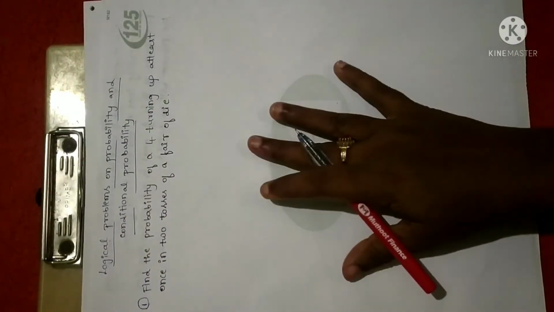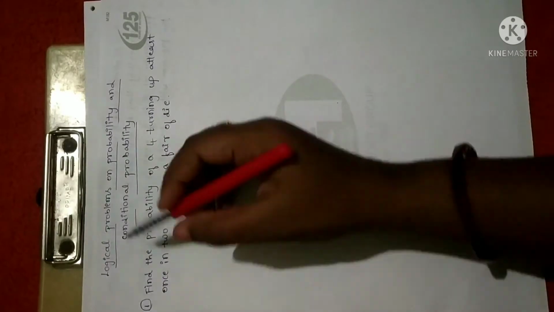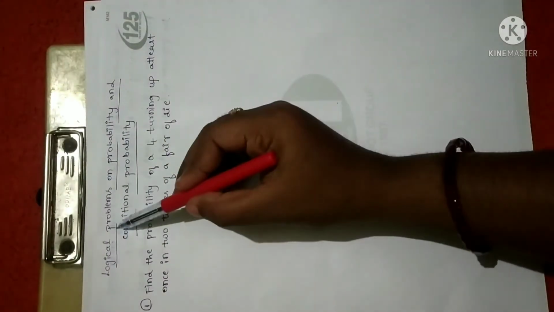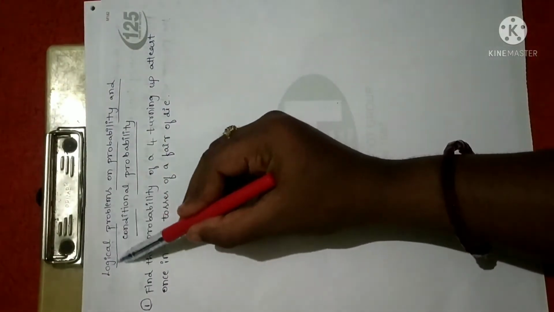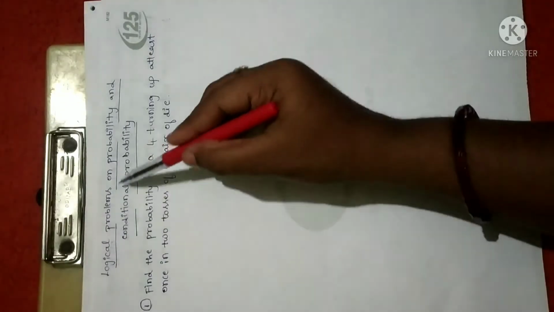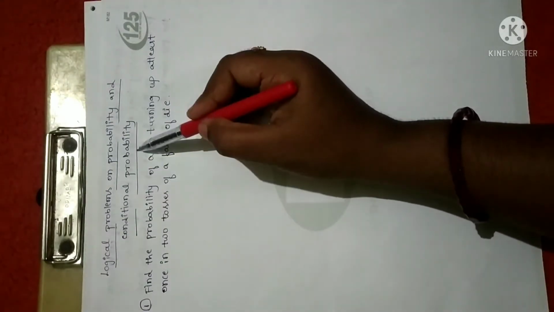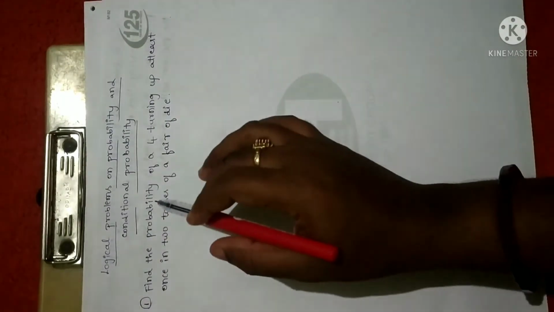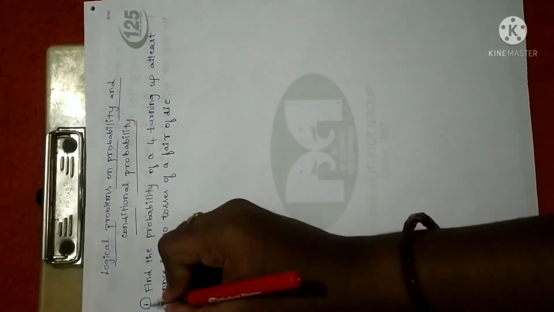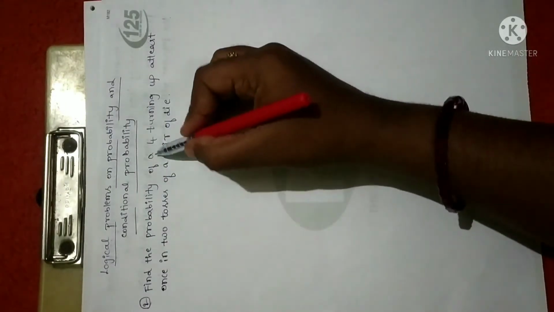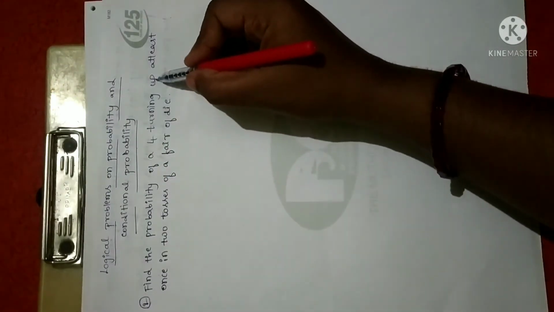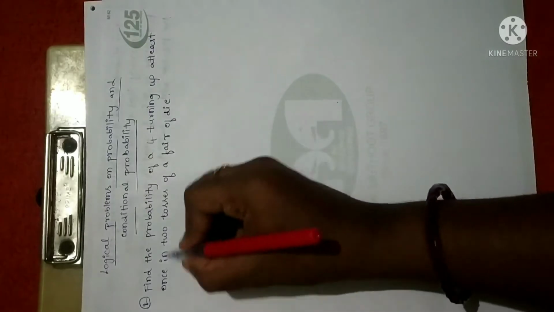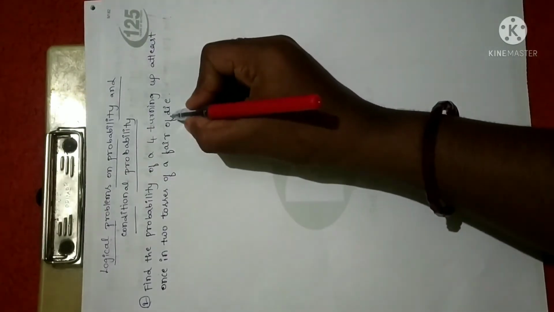Here is the next problem. Actually, I thought of taking this as the first problem. Anyhow, not a problem. After the concept of conditional probability, you just put a heading: logical problems and probability and conditional probability, so it contains both concepts. So for the first problem, or if you have already written that problem, leave it. You put this as the second problem. Find the probability of a 4 turning up at least once in 2 tosses of a pair of dice.